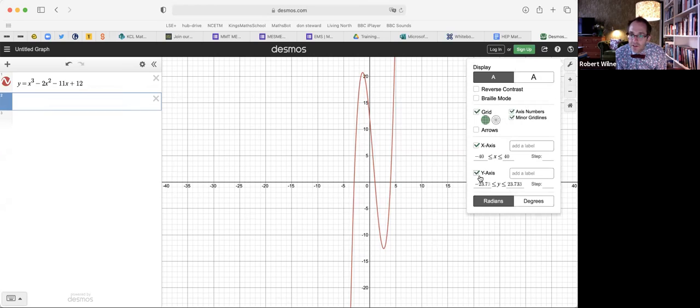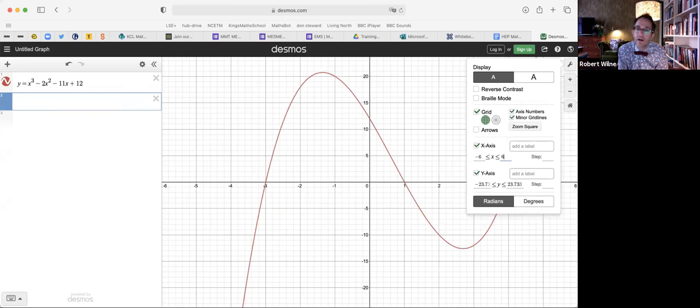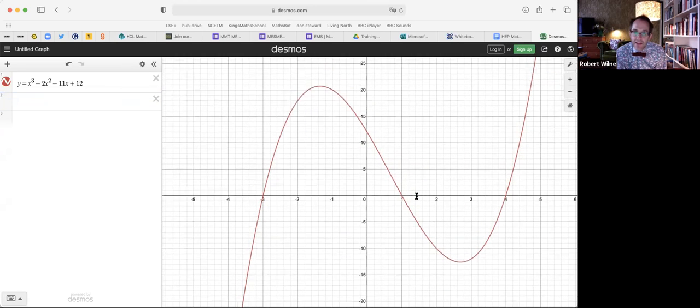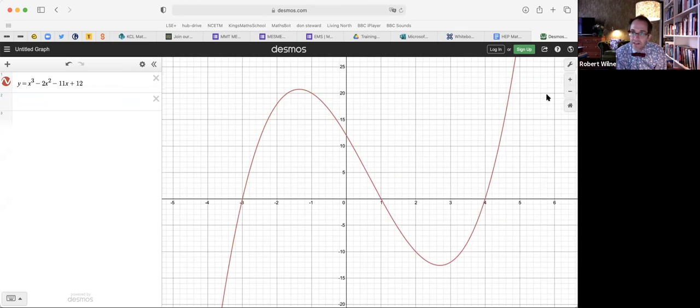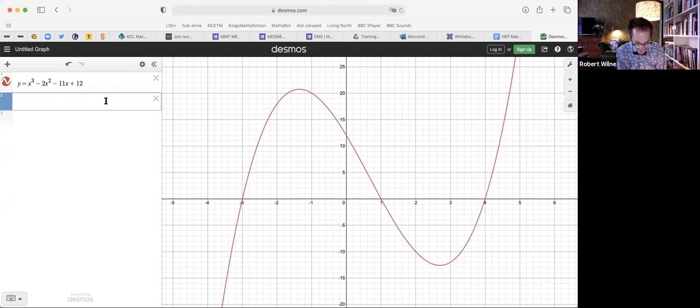So what I can do is leave the y-axis as it is, but change the x-axis, say to -8, not really -6, say to 6. And so I can just play around with it and get the x-axis looking a bit better. Just click on the spanner and change the settings. And then I wanted another one.